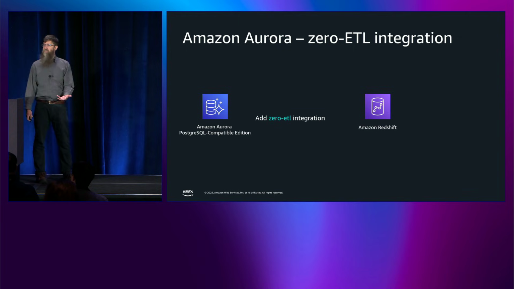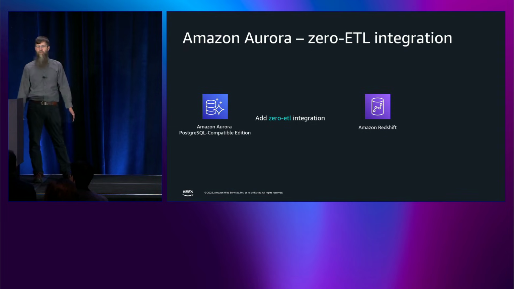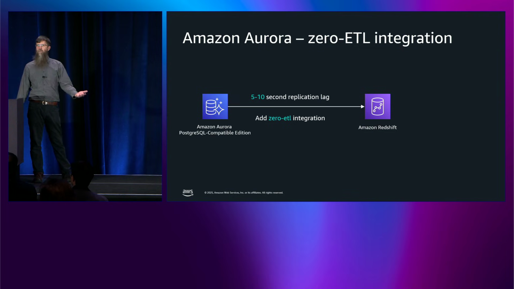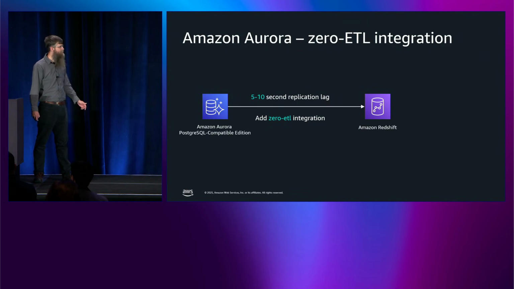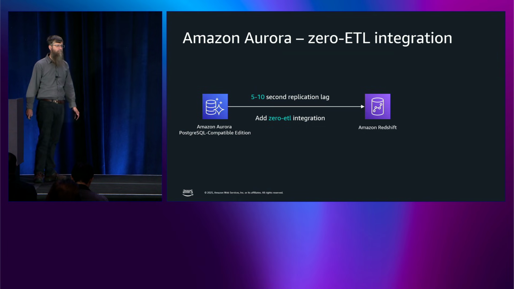So we can add a Zero-ETL integration. This is a CLI that you can run. What that does is it tells me to make a pipeline between the Aurora cluster and the Redshift cluster. Easy as that. And we'll have a 5 to 10 second replication lag. So once you've written something into the Postgres side, it'll pop up in the Redshift side within 5 to 10 seconds. That's a really good turnaround time for an ETL pipeline.